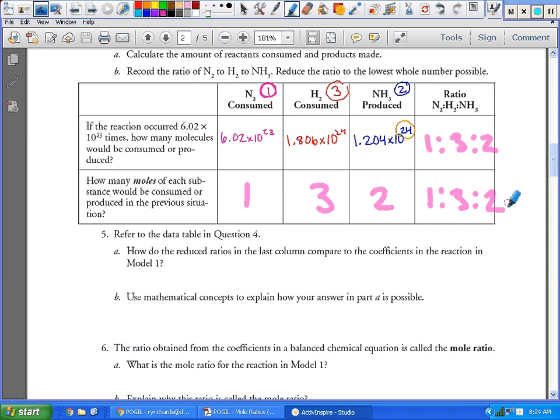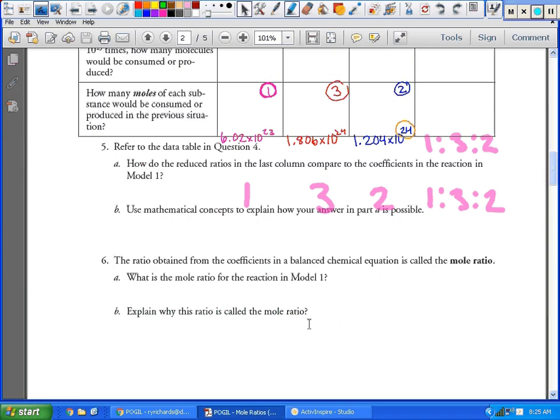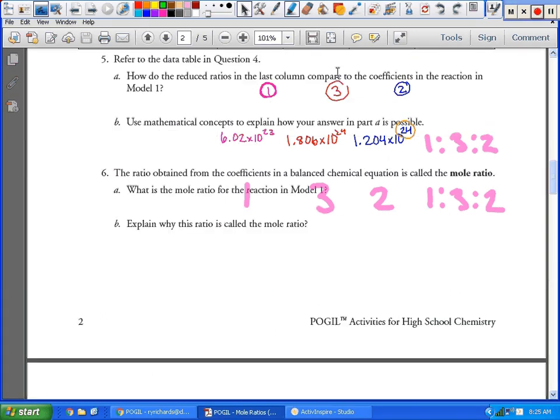Uh-huh. Very much so. All right. How do the reduced ratios in the last column compare to the coefficients in Model 1? They're the same. 5B. Use mathematical concepts to explain how your answer is possible in part A. It's always the simplest ratio.